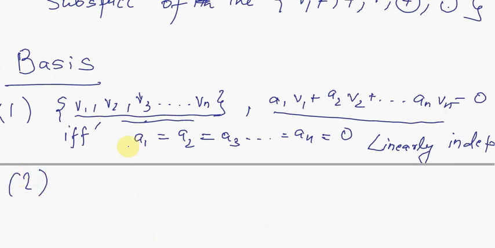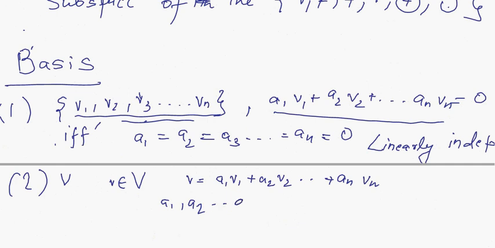So number two, the second property that needs to be satisfied is that every vector from V can be expressed as a linear combination of this set of vectors, which are linearly independent. That is, if I take a vector small v from the set of vectors capital V, then this small v can be written as a linear combination of the vectors a1 v1, a2 v2, up to an vn. And these a1, a2, up to an are taken from the set F, that is a field.